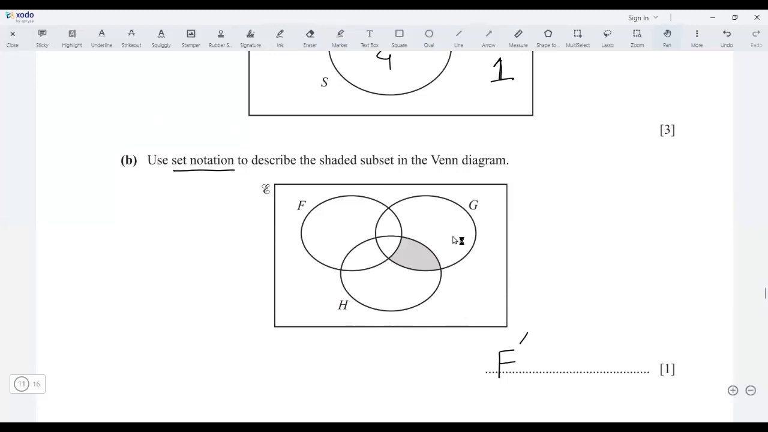So now look at the region for G and H. What does this represent? It is some part of the G intersection H, but not included with F. So if we take the intersection of G and H and also take the intersection with the F complement, that will be the region that is to be mentioned.